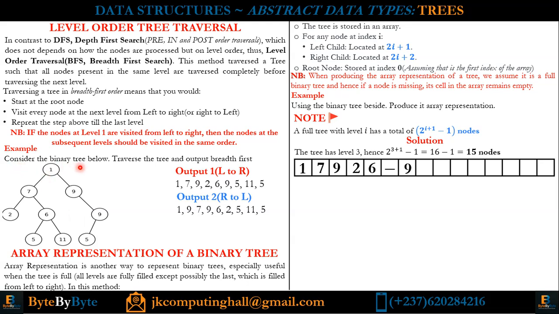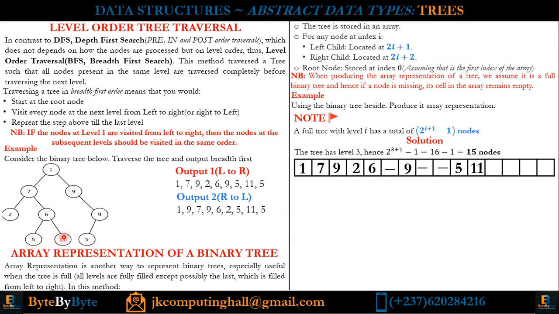So I have the root. The root has its 2 children, 7 and 9, as you can see. 7 has its 2 children, 2 and 6. This is it. Then 9 has 1 child missing. That's why you see this empty space, and then the other child, which is 9. Then 2 was supposed to have 2 children, and they are absent, so I'm supposed to have 2 empty cells. That's what we have. 6 has its 2 children, 5 and 11.